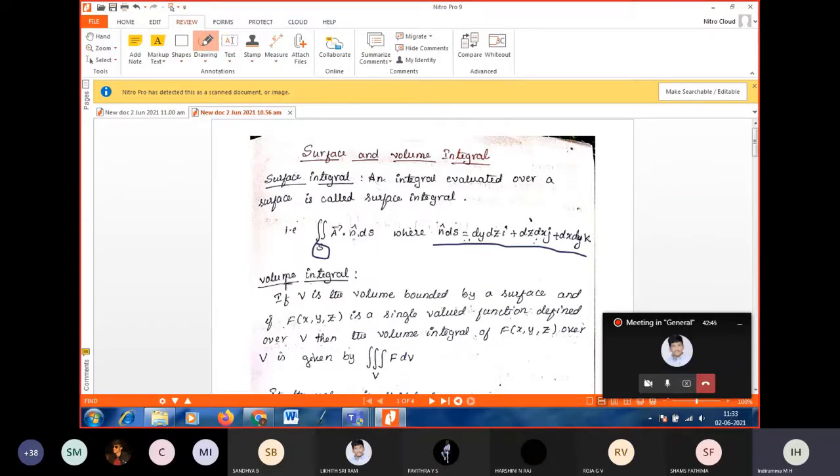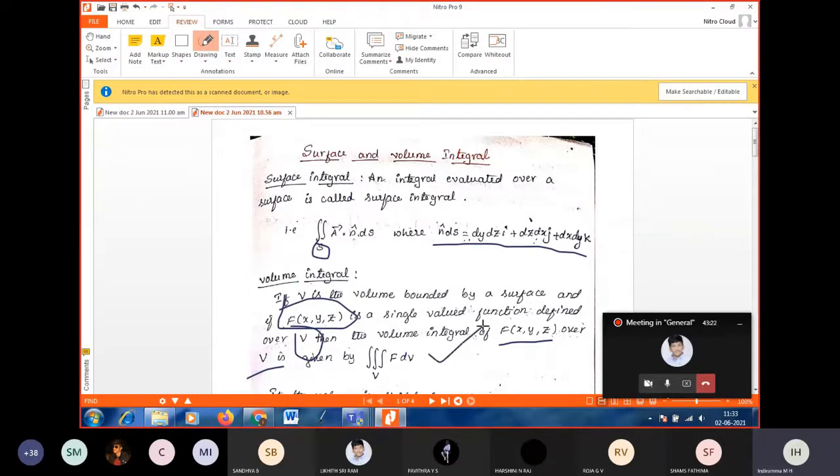Next, volume integral. What is volume integral? If V is the volume bounded by the surface and if f of x, y, z is a single valued function, it is not a vector, I am taking a function, defined over the volume V, then the volume integral of the function f of x, y, z over the volume V is given by the triple integral over the volume V of f dv. This is the formula we use to find the volume integral.